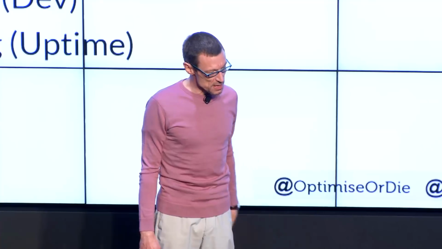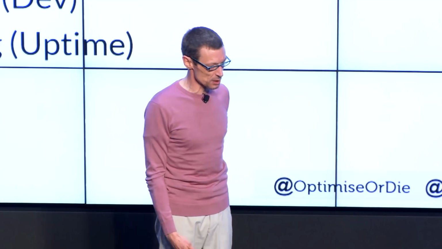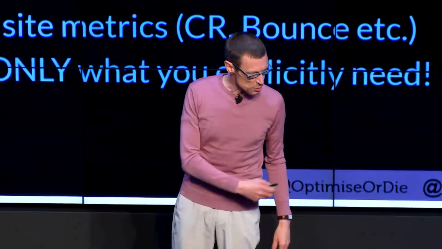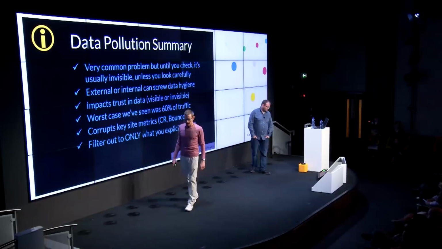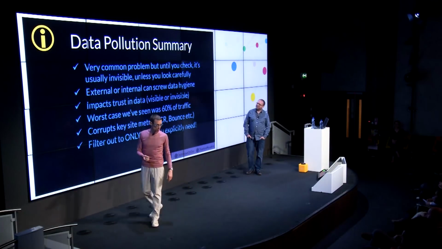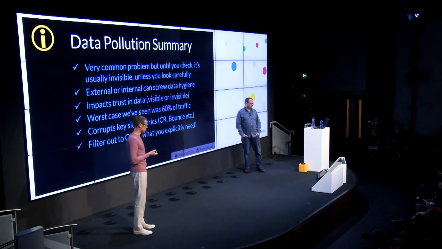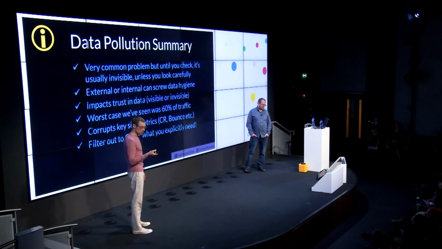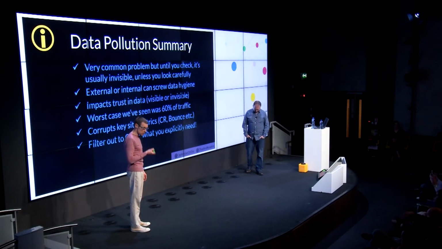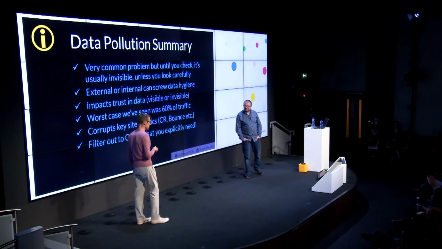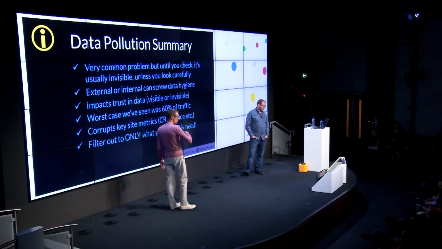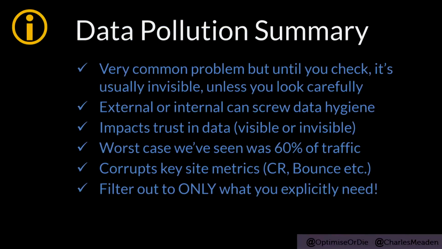But it could also be misconfigured tags or having duplicate, double firing tags on the page. So these are all the common sources of that stuff. The thing is that it can be very subtle. Either you really notice it and you think there's something wrong here, or it could be a subtlety. It could even be like the Philippines, where you convince yourself you've got another problem and you try and address it. So external or internal bias can screw your data hygiene, and it really hits trust.